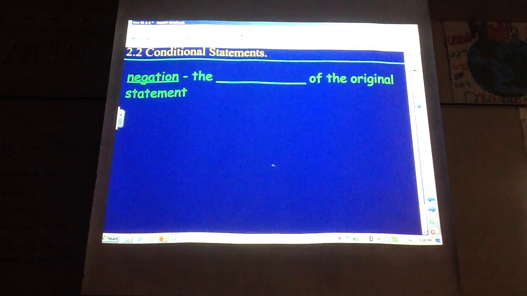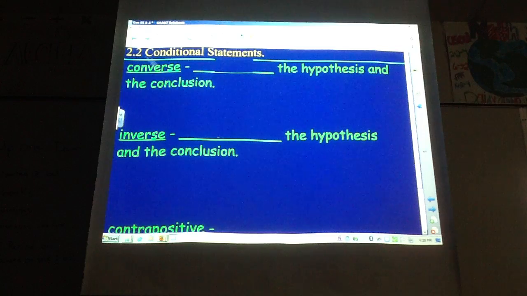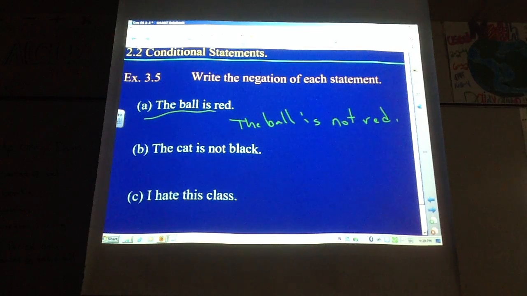Alright, we're going to move ahead. Negation. Negation means to take the opposite meaning of a statement. So the opposite of the original statement would be the negation of that statement. Alright, we're just supposed to write the negation of each statement here. It says the ball is red. Well, most of the time writing negation just means to throw the word not in there. So we're going to write the ball is not red. And now I just took that statement A, which is ball is red, and I wrote it in the opposite meaning. So the ball is not red would be the negation of it.